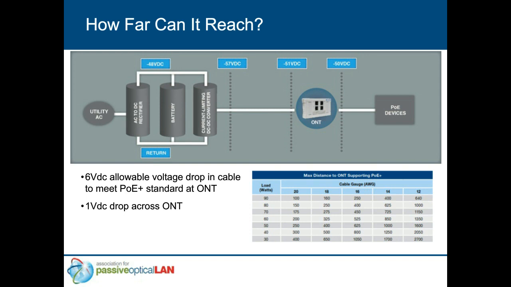So if we're taking a typical example of a 70-watt ONT, one that is able to provide power for the PoE devices, you can see that using 18-gauge cable, you can actually go 275 feet. That is typically more than enough for the applications that we have experience with, although there may be some outliers where you have to go further. And you can see that if you went to 16-gauge cable, you could go to 450 feet. So this just gives you a basic idea of how far you can reach.